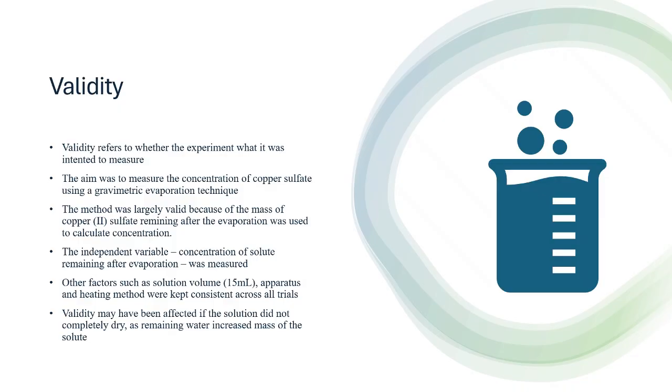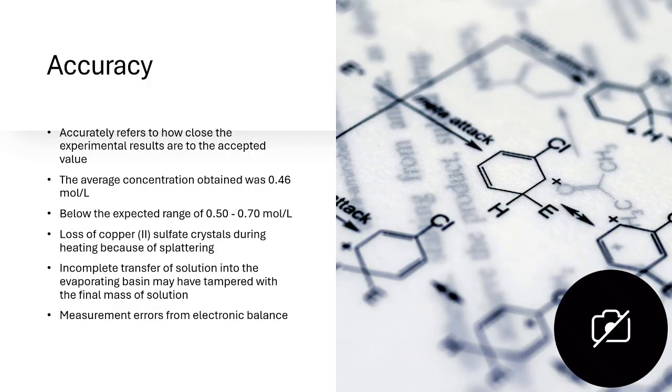Validity can be further enhanced by using a thermometer to monitor the flame temperature throughout all trials to stay more consistent. The average concentration obtained was below the expected range. The major contributor to this was splattering. There were copper sulfate crystals that were ejected out of the evaporating dish onto the bench next to it. This took away from the mass of residue that was left, thus lowering the calculated concentration compared to what was actually left.